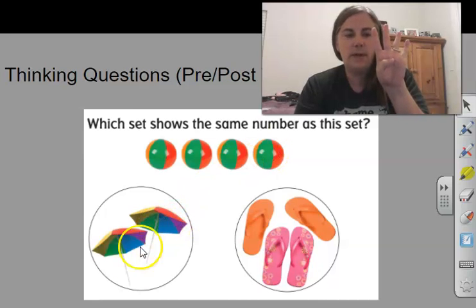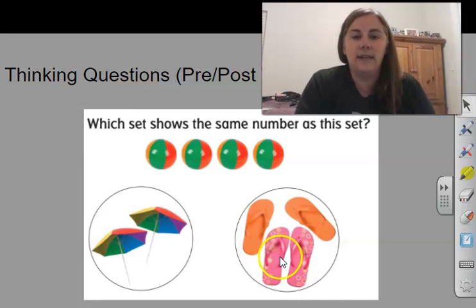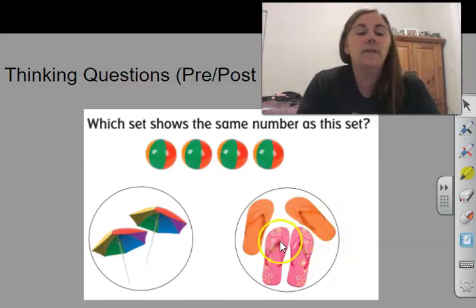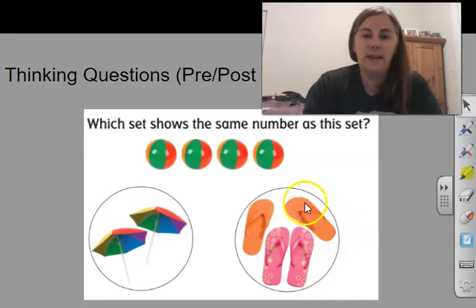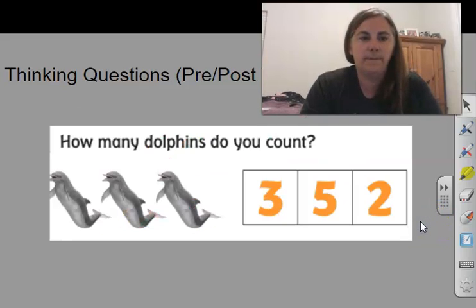So would that be 1, 2 beach umbrellas? Or 1, 2, 3, 4 flip-flops? Think on it. Remember, you're thinking of your sets as equal groups. Oh, I think you guys got it. If you said the 4 flip-flops is the same, you are correct. All right, let's keep going.